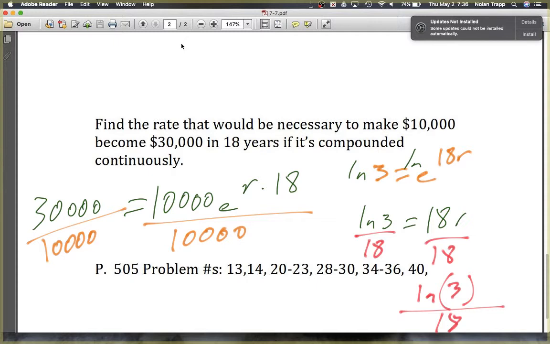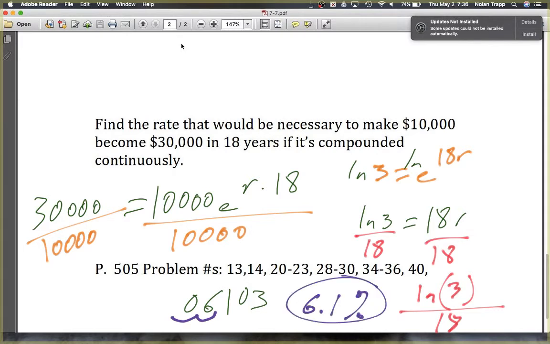My calculator is showing me this. So obviously, in order to show an interest rate, I need to move the decimal twice and write that. Okay? If you have any questions, you can always email me or come see me.